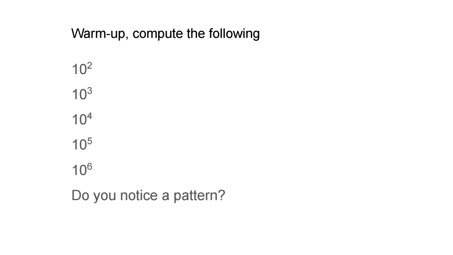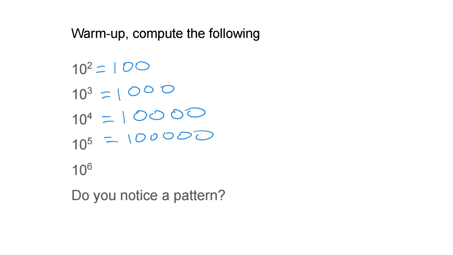10 to the power of 2 is equal to 100. 10 to the power of 3, you should have gotten 1,000. 10 to the power of 4, 10,000. 10 to the power of 5, 100,000. And then 10 to the power of 6 is 1,000,000. Do you notice a pattern here?